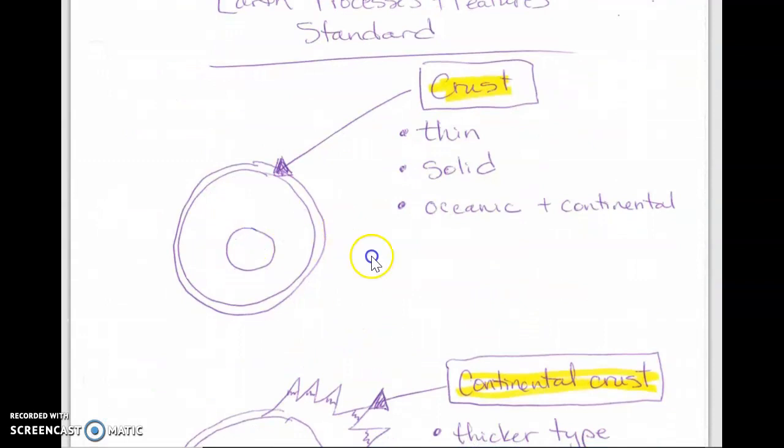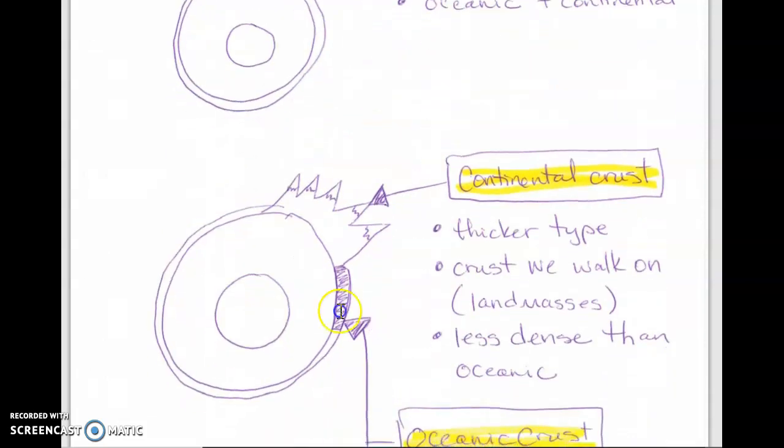The crust, obviously, it's thin, it's solid. Oceanic crust, about 60 miles thick. The thickest part of the Earth, obviously, is going to be the mountains. The thinnest part is the ocean, and the absolute thinnest part would be the bottom of the Mariana Trench.